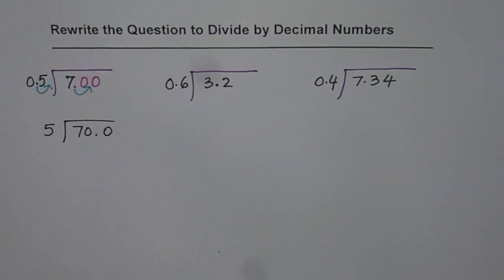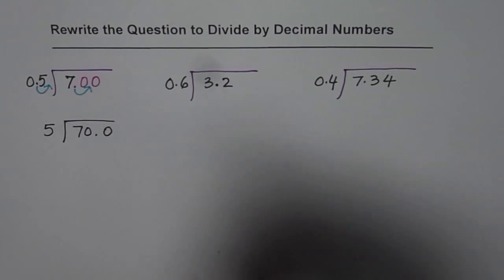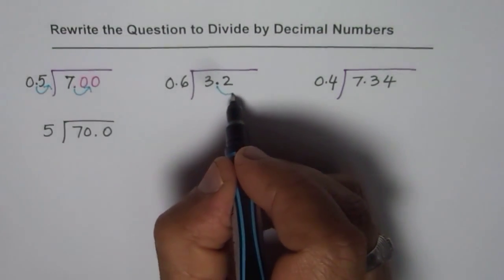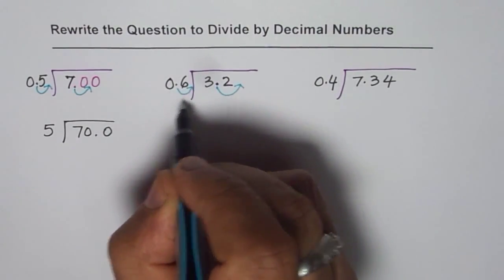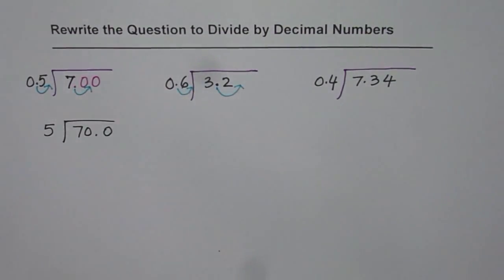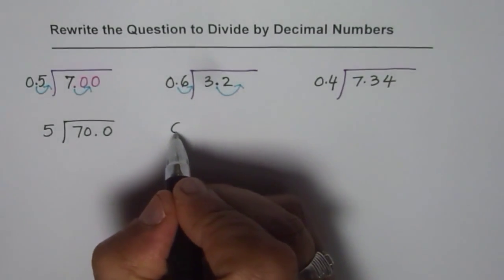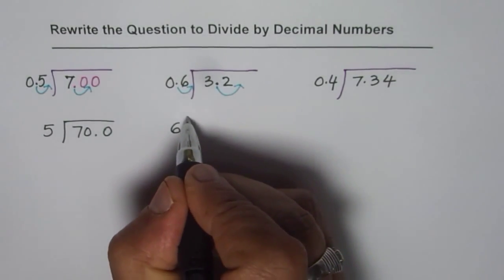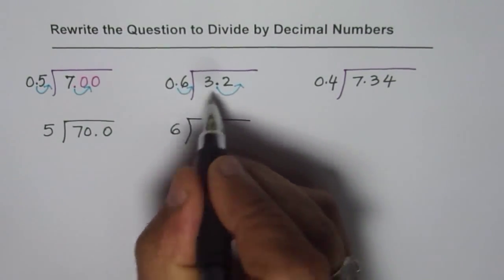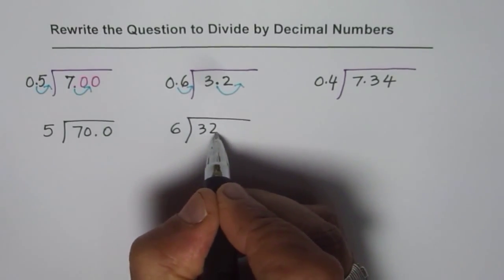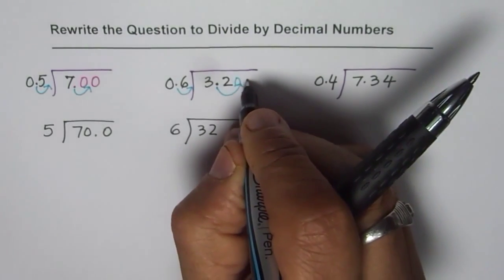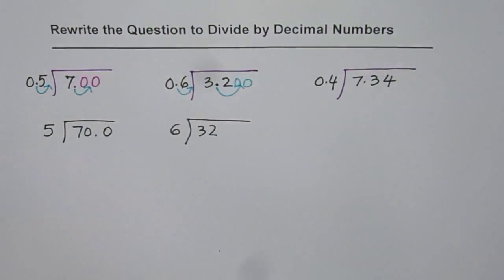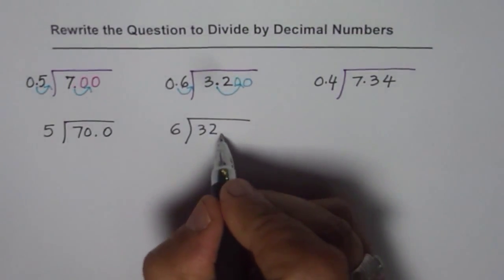For the second one, we have one decimal place for both dividend and the divisor. So we can remove the decimal, put it one space to the right. So we get 6, right? 0.6 is the same thing as 6. And here we get 32, right? So after the decimal, there are zeros. You can put as many as you want, right? So you can write this as 32.0.